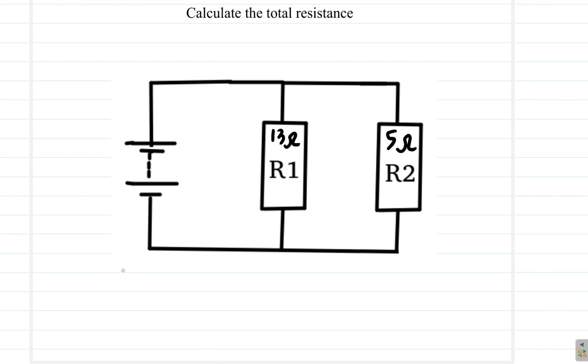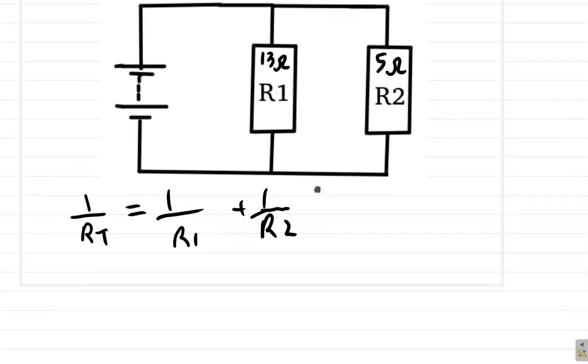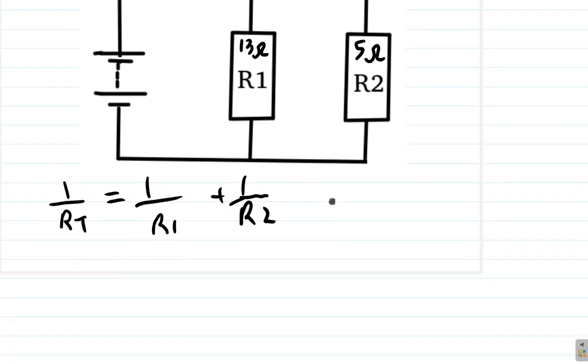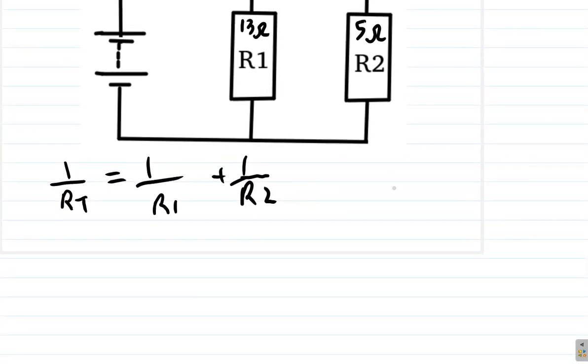Now remember, being that these are parallel resistors, the formula to calculate the resistance is 1 over RT, or 1 divided by total resistance, is equal to 1 over R1 plus 1 over R2. You might also know about the product over sum rule, where you would say that RT is the product R1 R2 divided by the sum R1 plus R2.